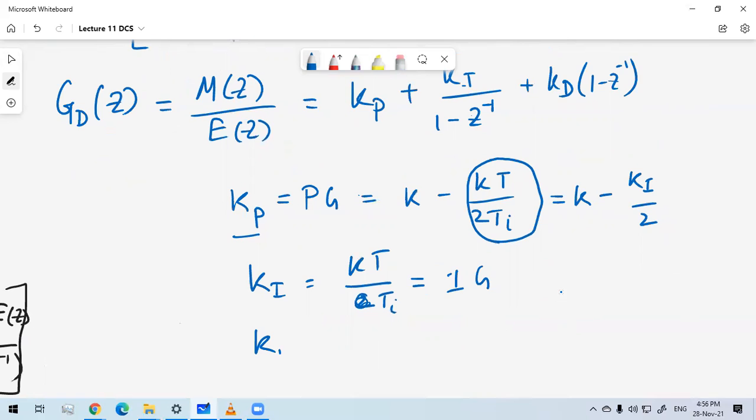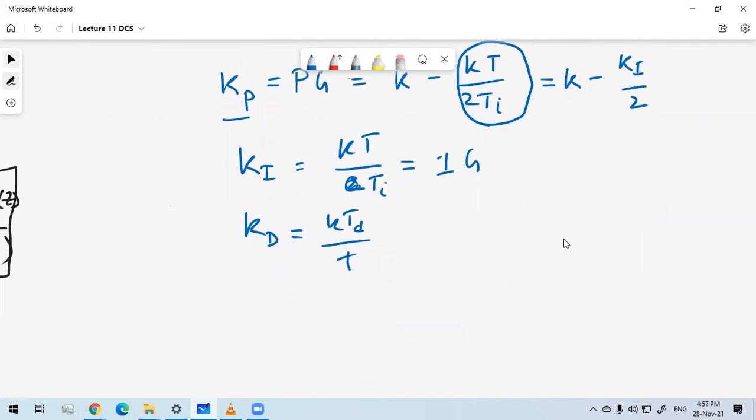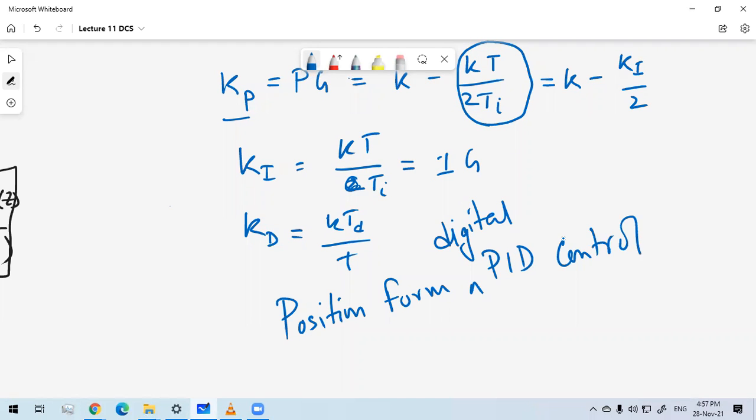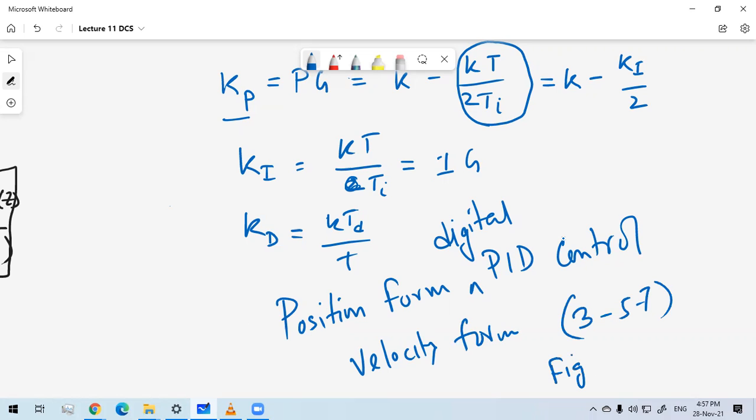And finally, Kd is K Td by T. Okay, so this is how you have to find out the pulse transfer function of a digital PID controller. Different forms of PID controller are also available, velocity form and position form. Whatever we have derived here is the position form of the digital PID controller. The velocity form is also available, so that is your equation 3.57. Just have a look at that, and the corresponding figure is given as well, Figure 3.30.